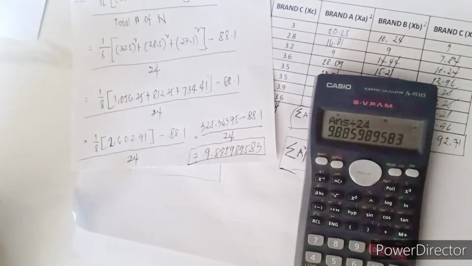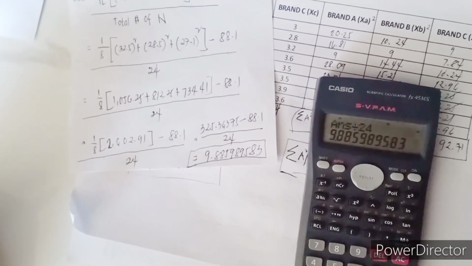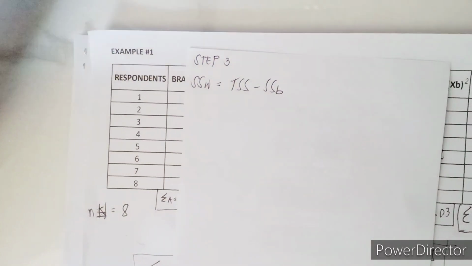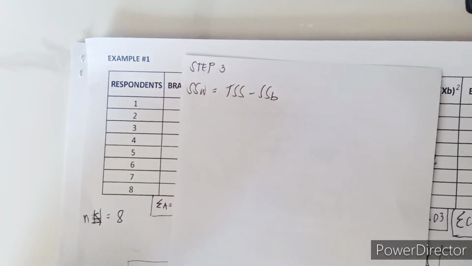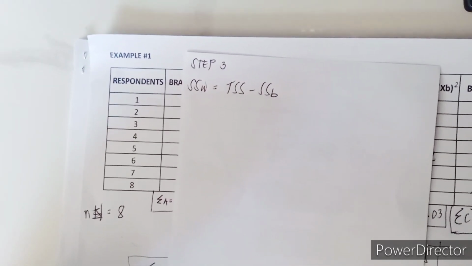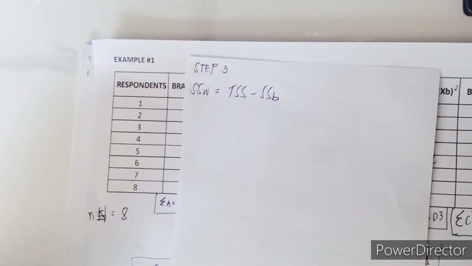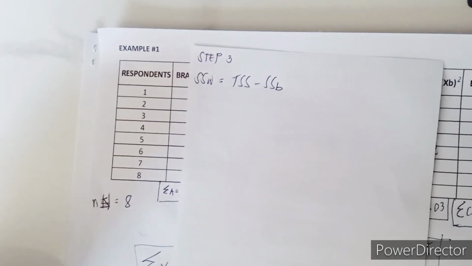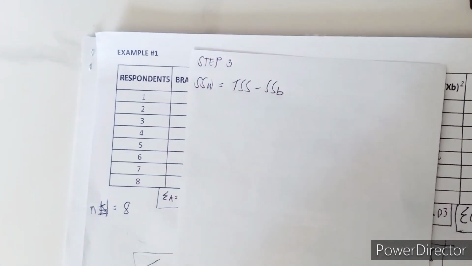Okay, reminder, step 2 pa lang yan. So, let's proceed to step 3. Step 3 is what we call finding our SSW or sum of squares within columns. O ito ang ating SSW. And our formula is equal to TSS minus SSB. Napakadali. Yan po yung step 1 minus step 2.